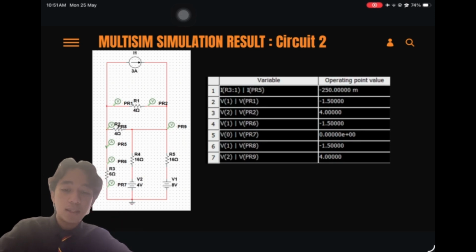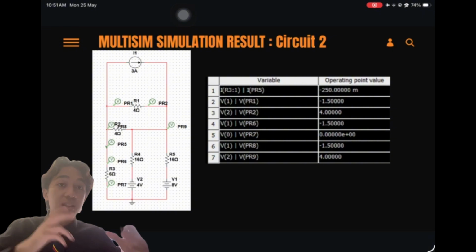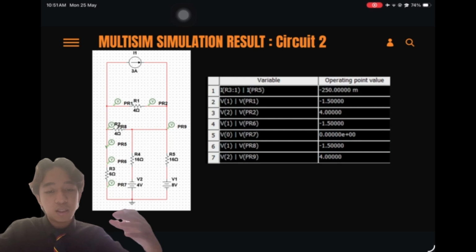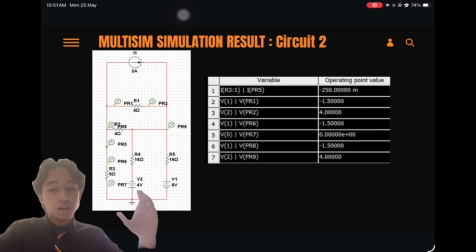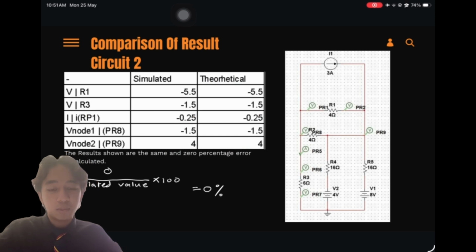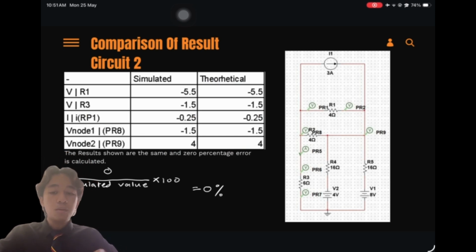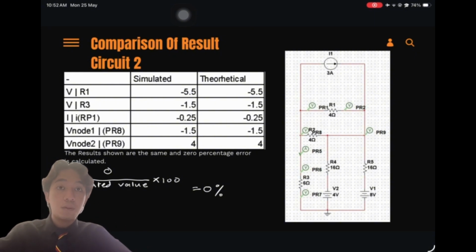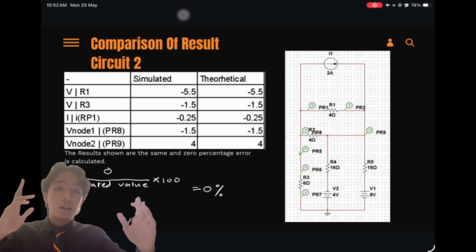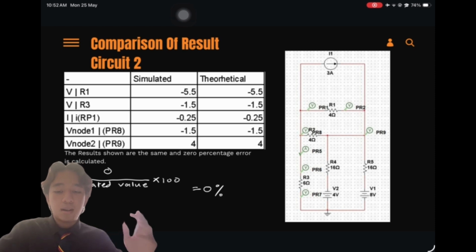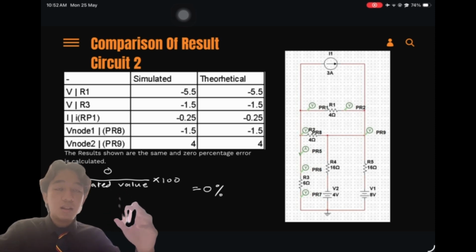Alright, now we are moving on. Let's see whether our result is the same as the one in Multisim. As you can see here, after the simulation, the result in Multisim is the same as what I calculated in our theoretical method, which is the nodal method. Now, as we can see from the comparison of the results, the values for the simulated and the theoretical calculation are the same, which shows that the percentage error is 0%.